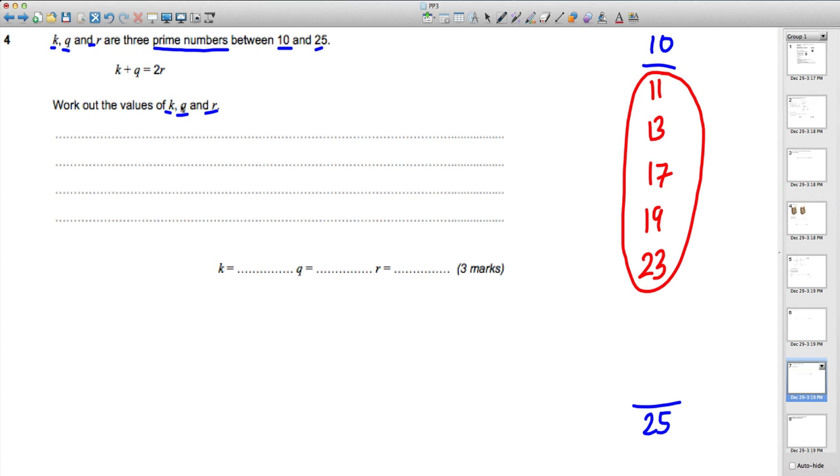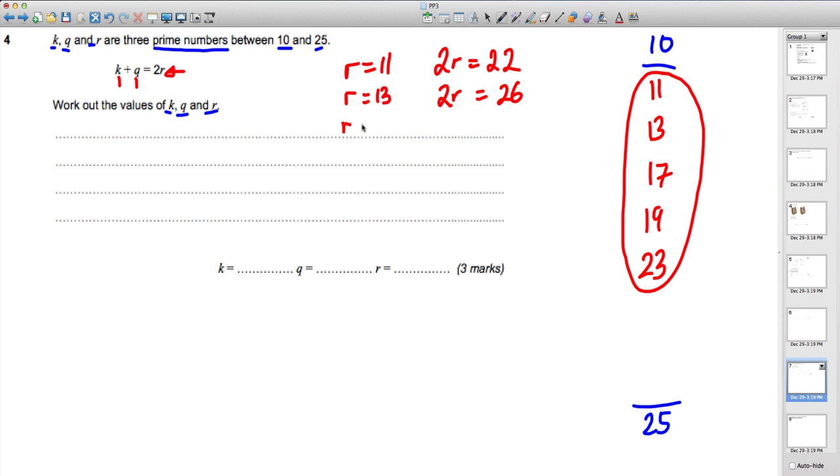And basically, we want 3 of these such that if you add 2 of them together, you get twice the other one. So this one here must be the smallest of the 3, I would have thought. So let's just try R being 11. Therefore, 2R would be 22. Can we find 2 primes that add up to 22 from these here? Well, no, we can't. So it's no good in this case. So let's try R being 13. 2R would then be 26. Can we find 2 of the primes that add up to 26?